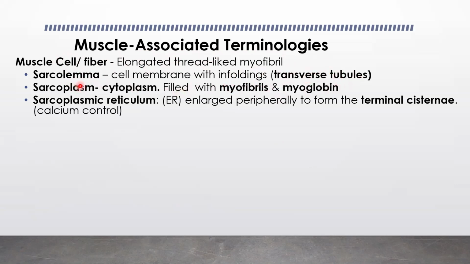Then you have sarcoplasm, which is actually specialized cytoplasm that is found in muscles. So this one is filled with the myofibrils and the myoglobin. Then the sarcoplasmic reticulum at this point is a specialized endoplasmic reticulum, which is enlarged at the periphery to form the terminal cisternae. And these terminal cisternae, together with the transverse tubules, will make up the triad in skeletal muscles, and then we will have dyads in cardiac muscle. So the function of this sarcoplasmic reticulum is that it allows calcium control. You remember calcium control is important in terms of generation of action potentials in cells.